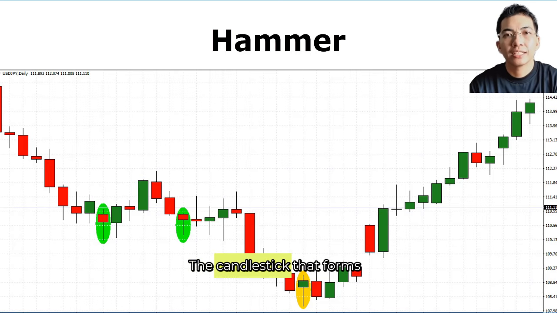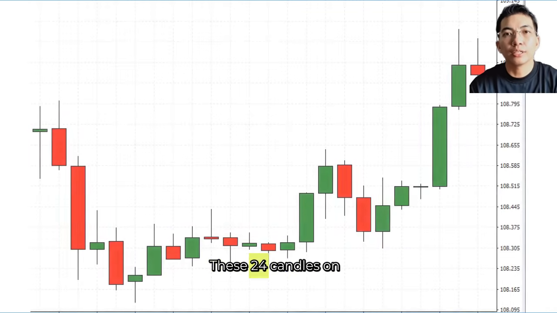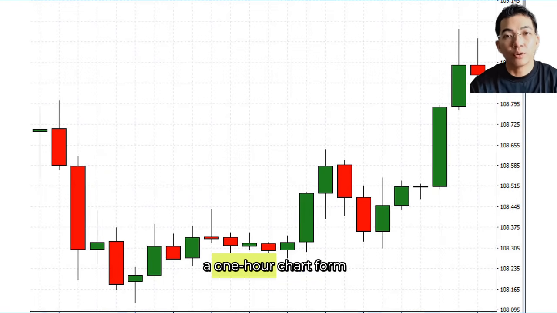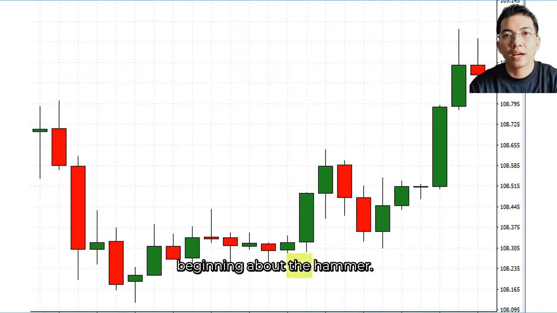The candlestick that forms a hammer pattern appeared on a daily chart on the 17th April, so the best thing to do is to switch to our hourly chart and check what happened in those 24 hours. These 24 candles on a 1-hour chart formed the hammer that we have seen on the daily chart. That's exactly what we have said at the beginning about the hammer.